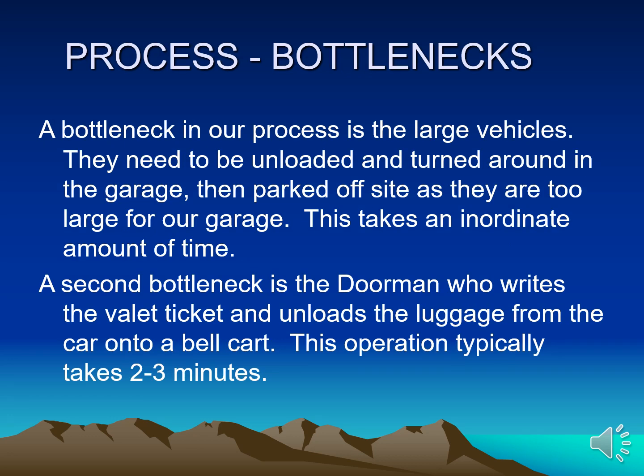A bottleneck in our process is the large vehicles. They need to be unloaded and turned around in the garage, then parked off-site as they are too large for the garage. This takes an inordinate amount of time. A second bottleneck is the doorman who writes the valet ticket and then unloads the luggage from the car onto a belt cart. This operation typically takes 2 to 3 minutes. Remember our takt time, 2 to 3 minutes means we have to have somebody helping him.